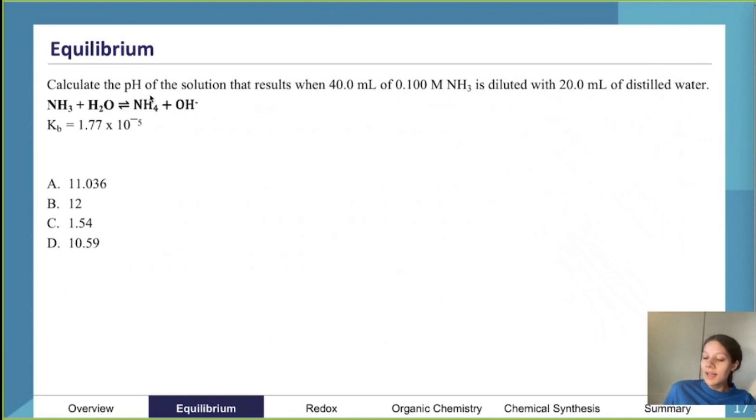All right, so here we have a pH question. Calculate the pH of the solution that results when 40 mils of 0.1 molar NH3 is diluted with 20 mils of distilled water. And we have a Kb value there. So this is a multiple choice question, but it does involve some calculations. So have a go at that one briefly, and then we'll go through the working out together.